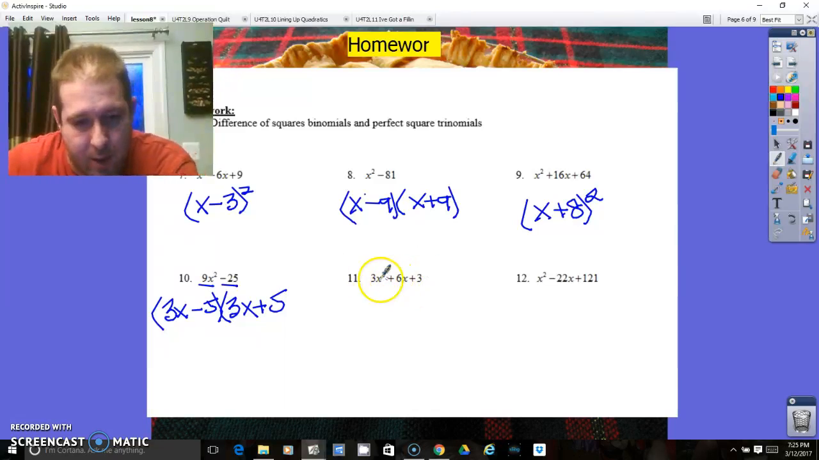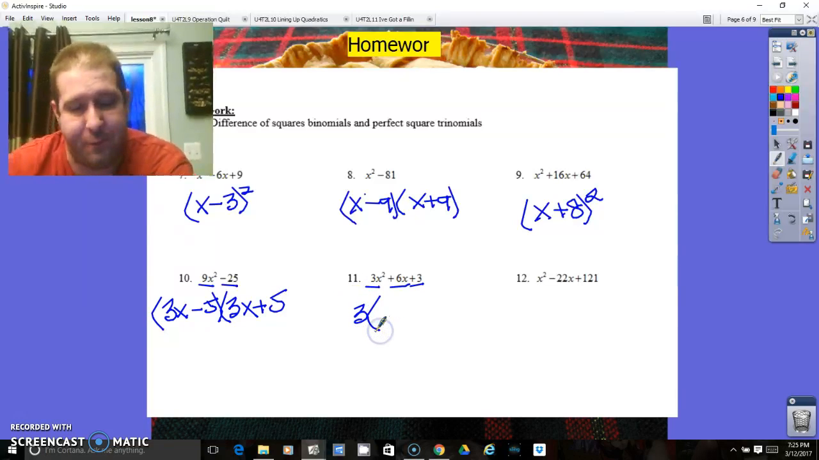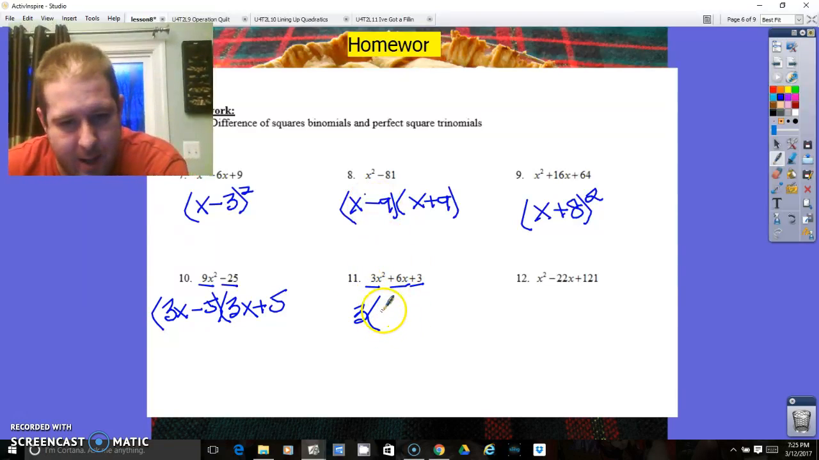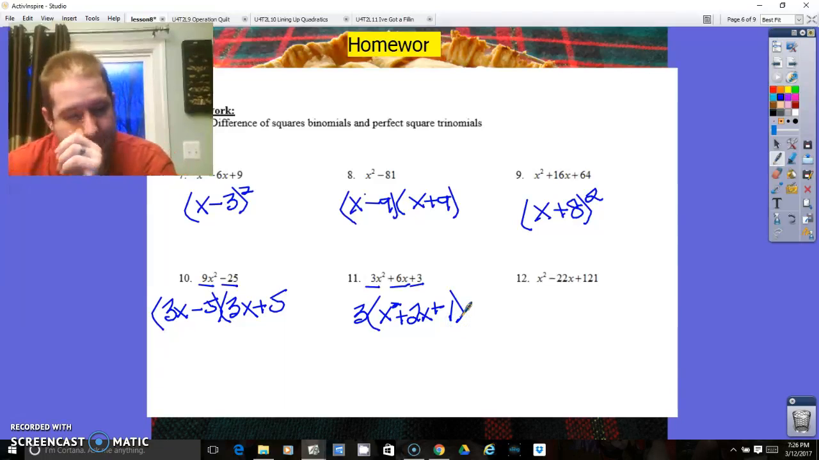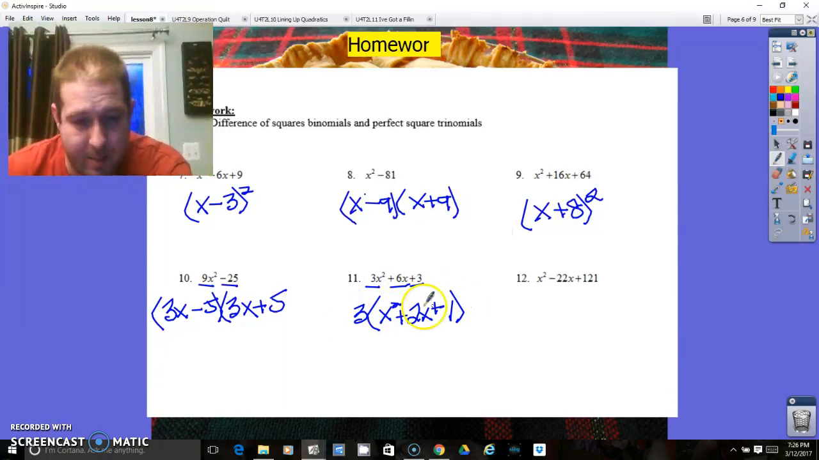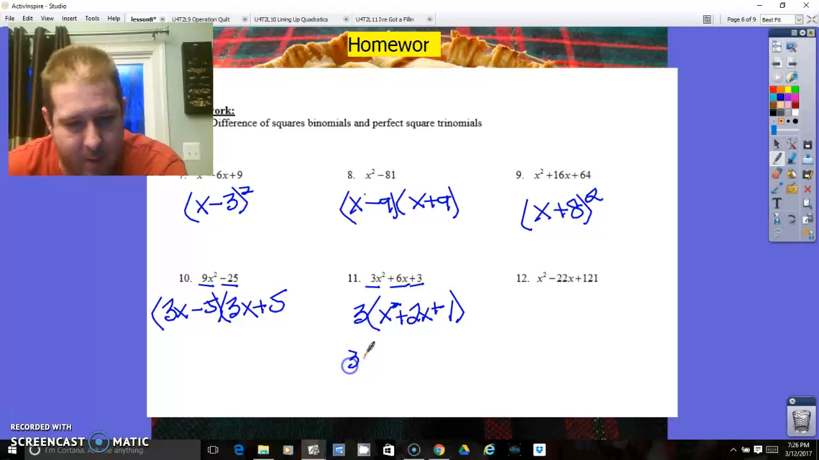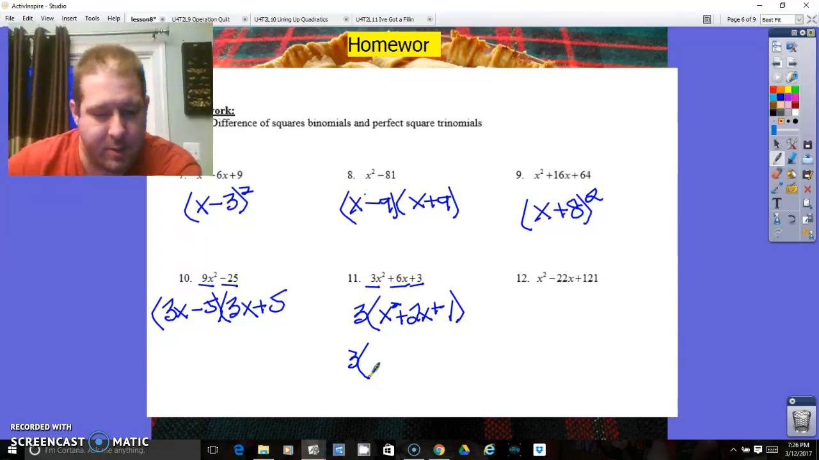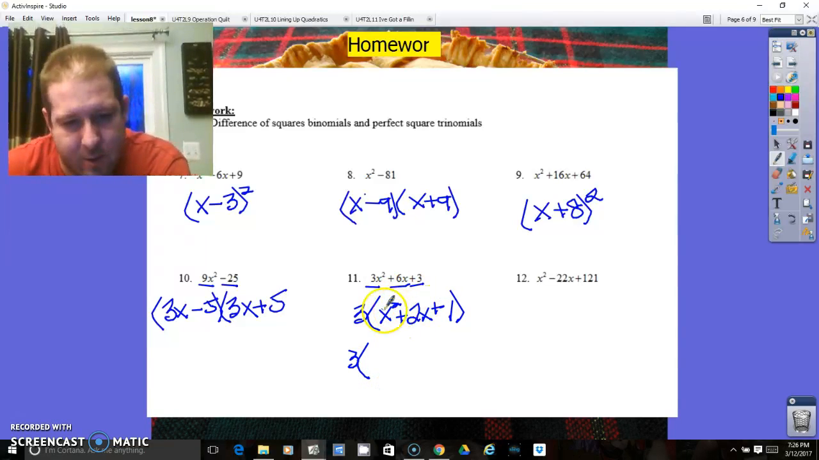All right, so this one, first thing I notice right away is that all 3 of these terms can be divided by 3. So always look for that first. That makes the problem a lot easier. That makes this, whoops, no, the 3's on the outside. 3 times x squared is 3x squared, and 3 times 2x is 6x, and 3 times 1 is 3. All right, so I factored out that GCF. So I got myself a distributive property. I'm going to leave the 3 on the outside. All right, so that's one of the factors on the outside, and I'm going to factor what's on the inside.